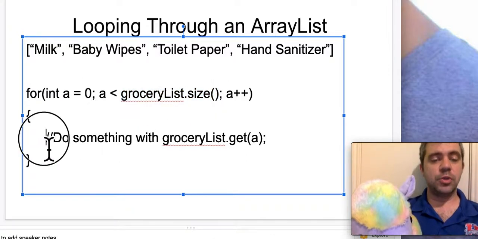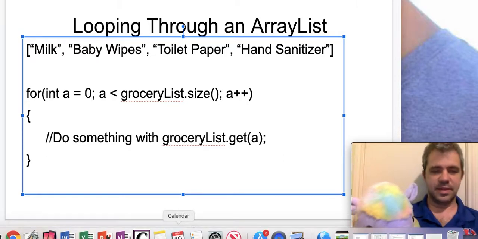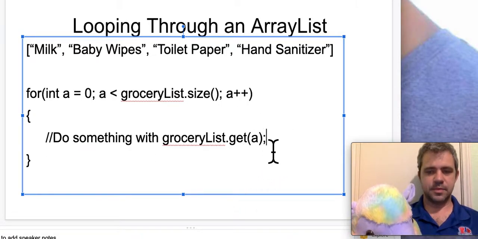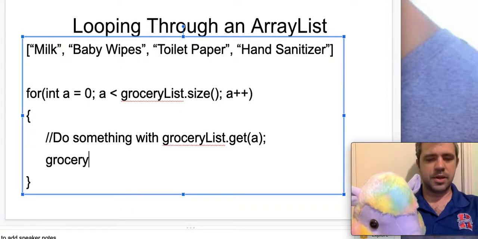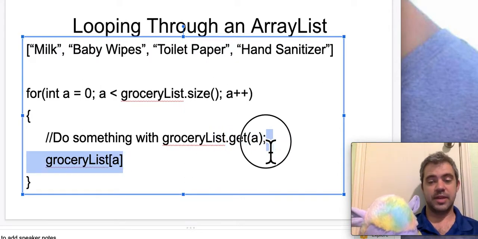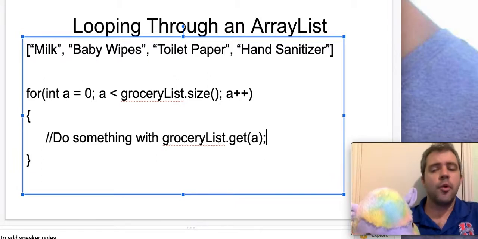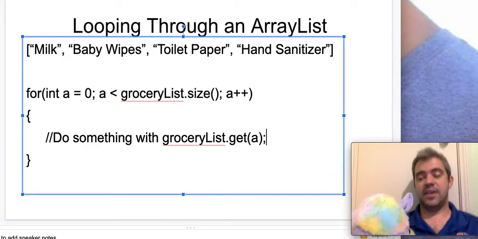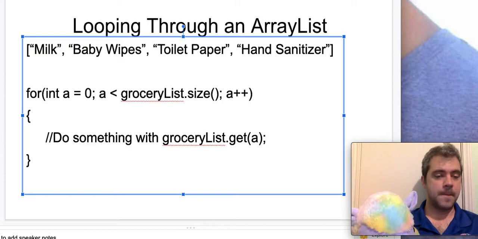And then as you loop through, instead of something like grocery list A, we do grocery list dot get A. Okay, and we do whatever we want to do to that thing in the list, whether it's print it or add something to it or whatever. Okay.